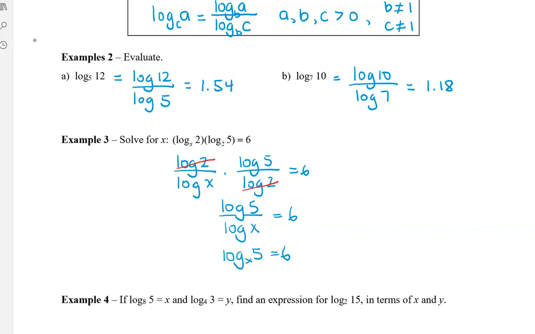All right, so now I'm just going to scroll over here because I've run out of space. I'm going to write this in exponential form to solve. So this is going to be x to the power 6 is equal to 5. And now I can take the 6th root of both sides, or I can also just write it like this, which is also the 6th root. So 5 to the power of 1/6. So now I have x is equal to 5 to the power of 1/6.